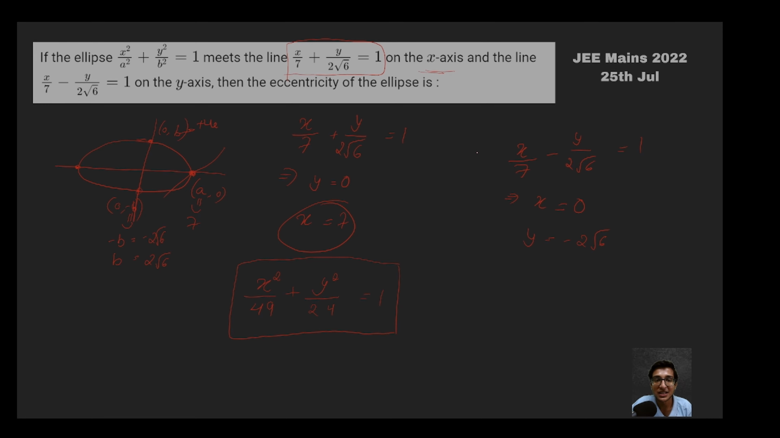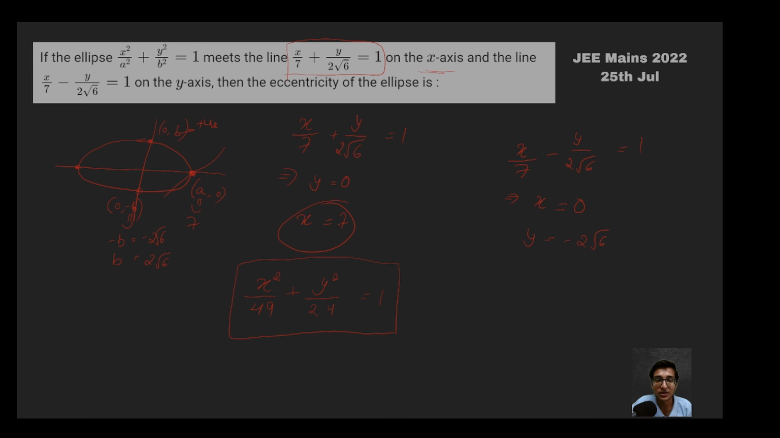There was nothing much asked here. They had already provided you with the information that the line is intersecting the ellipse on the x-axis and y-axis. So you can put any one of the coordinates 0 and get the vertices of the ellipse, and that's how you solve this question. Let's look at the other one.